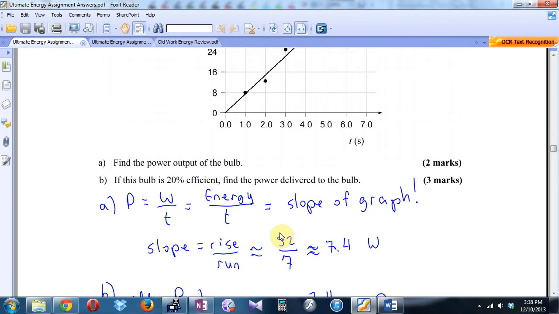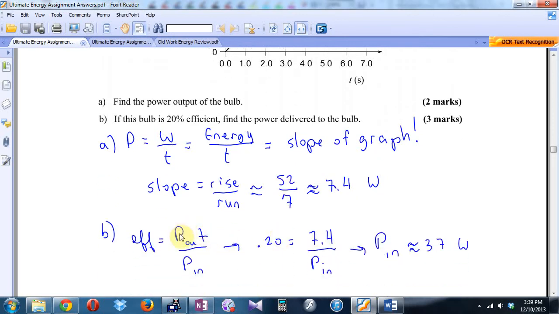Then it says, if it's 20% efficient, find the power delivered to the bulb. I said, okay. Efficiency is out divided by how much you put in. They told me the efficiency is 20%, or as a decimal, 0.2. And I'm getting out 7.4. What am I putting in? I solved for that. So I cross-multiplied and I got 37 watts. Okay. You know what? This bulb is actually probably a 40-watt light bulb.